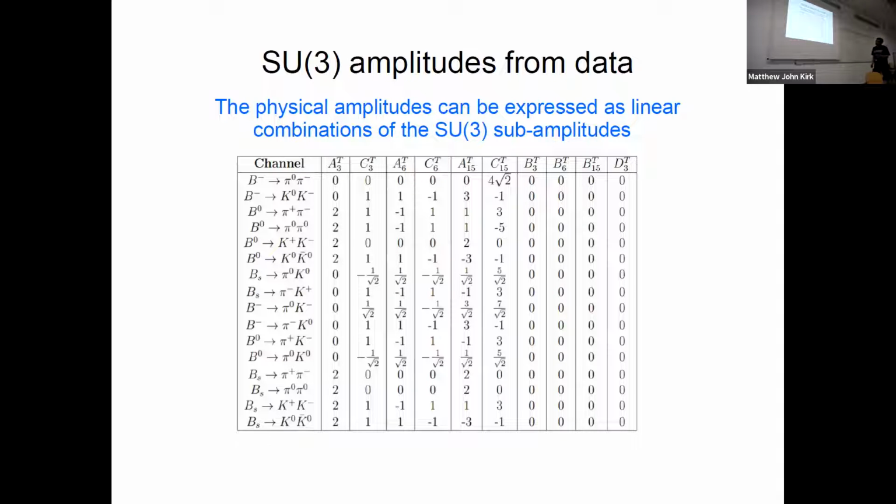If you want to write another state, for example, B_s to pi naught, you follow the same game.